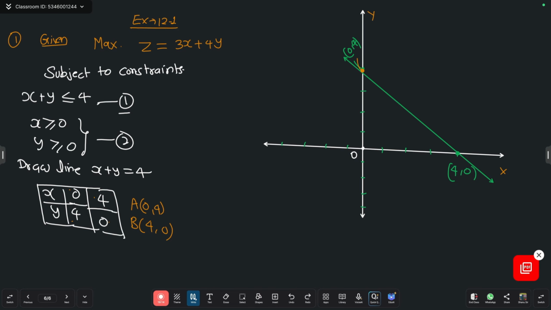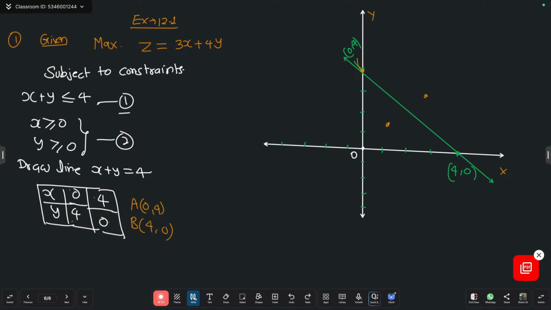This is (0, 4). So this is a line, but we don't want to draw a line. We want to draw the inequality. Now see, the inequality is x plus y less than or equal to 4. Now this line divides the xy plane into two regions. One region is the downside, one region is the upside.